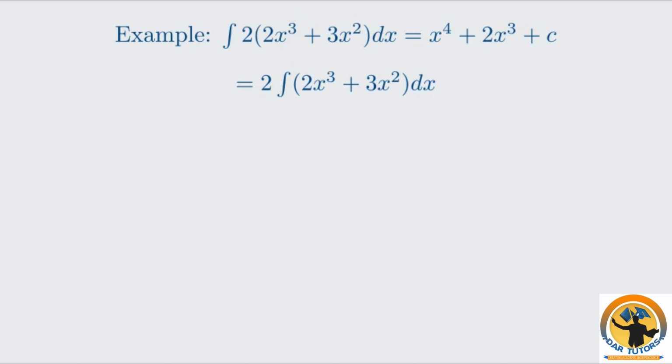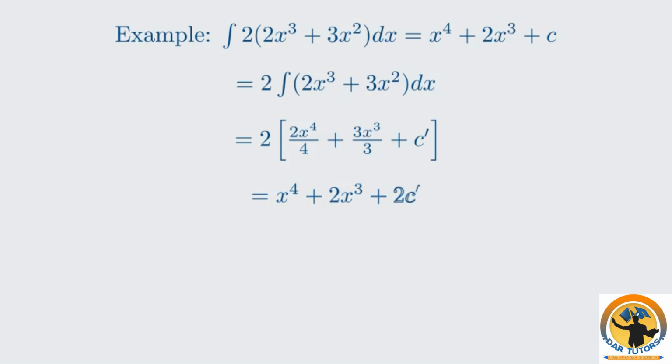Now let's integrate the expression inside the brackets. The integral of 2x cubed is 2 times x to the 4th over 4, which is 1/2 x to the 4th. The integral of 3x squared is 3 times x cubed over 3, which is x cubed. So we have 2 times the quantity 1/2 x to the 4th plus x cubed, plus a constant, which we'll call c prime. Distributing the 2, we get x to the 4th plus 2x cubed plus 2c prime.